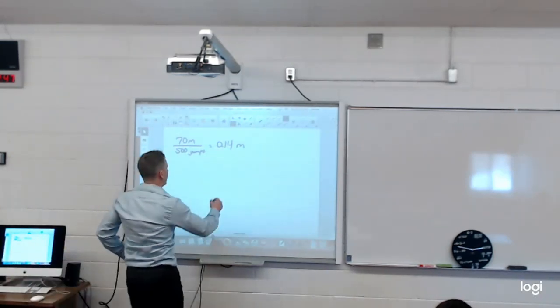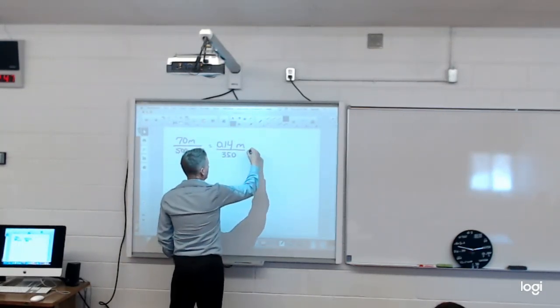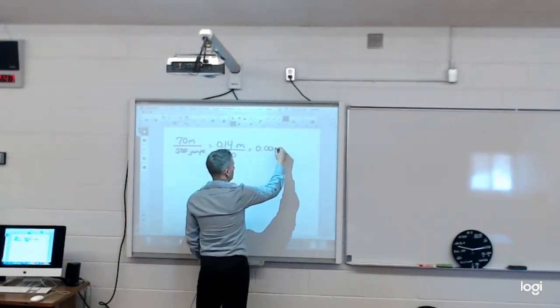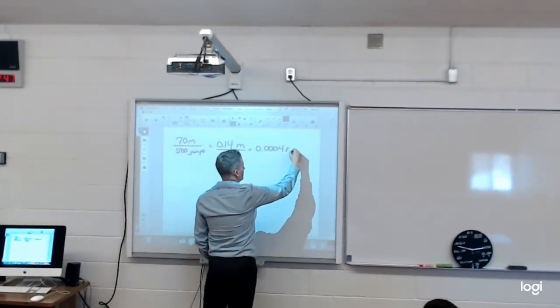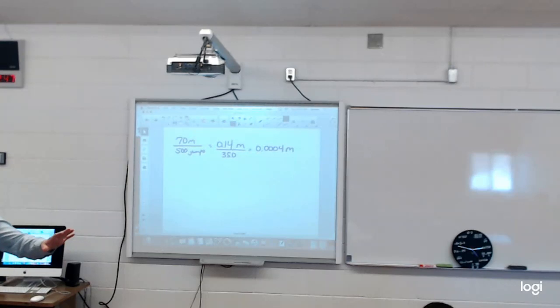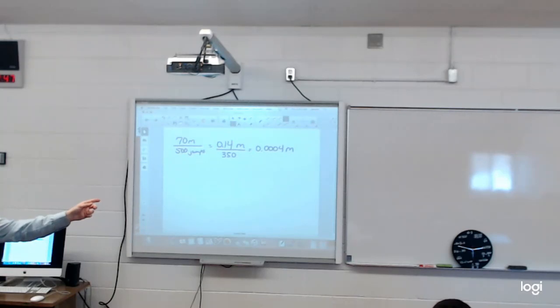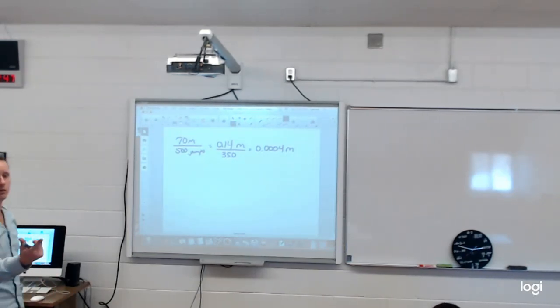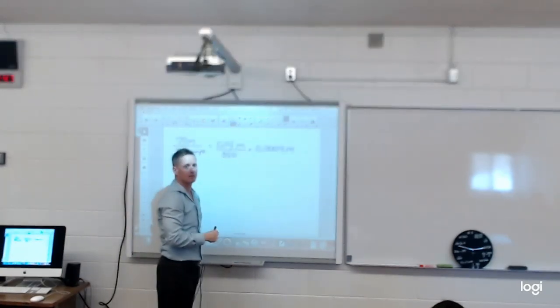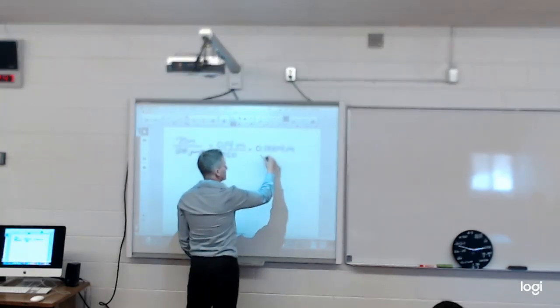So let's divide this number by 350. 0.0004. That's meters, right? We got the right answer so far. But that's a pretty small number, isn't it? So what would you measure it in, Eli? What would you change it to? Centimeters or millimeters would be good. Which one would you like to do first? I'll try centimeters first. What do I do with this number to get it to centimeters? Multiply it by 100.